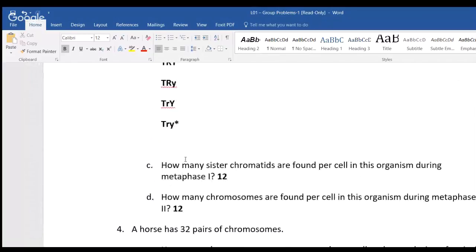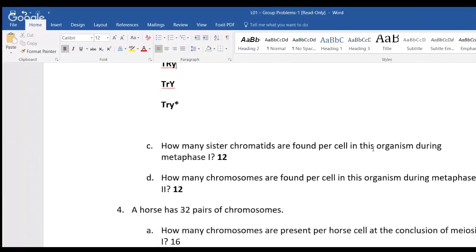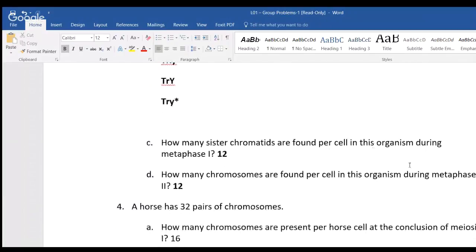Now we're asked the same question in part D, except we're looking at a different stage in metaphase 2. So we know they have split up, but the chromosomes are still linked together in a way that it should still be 12. I might be wrong on that, but that's what we agreed on.